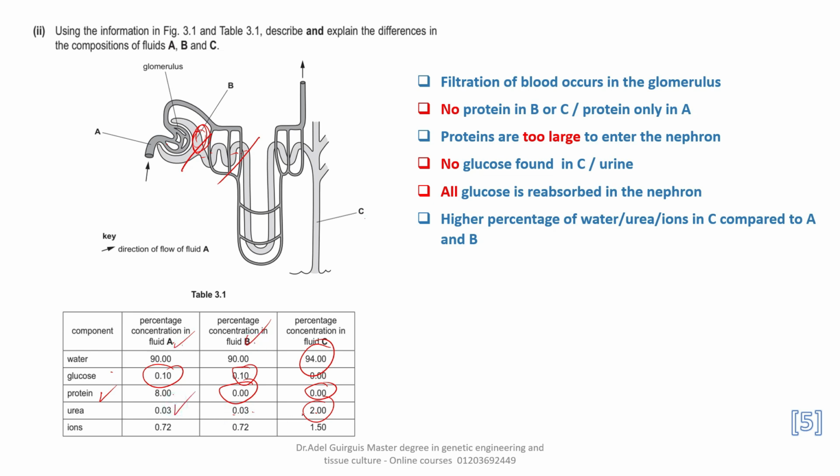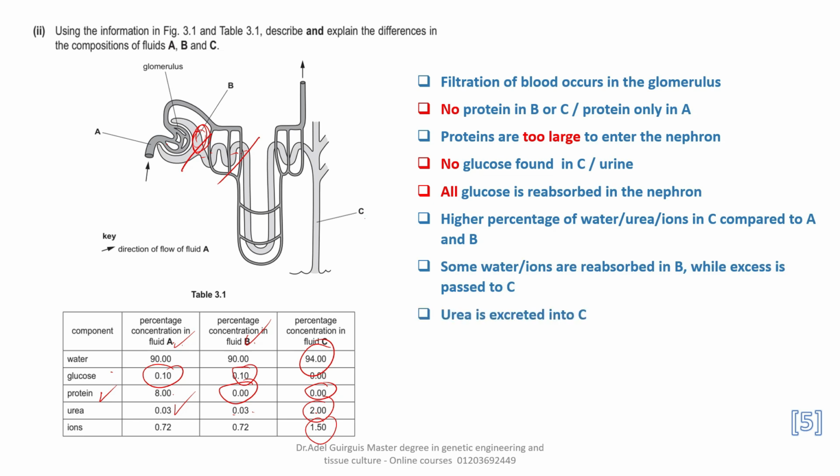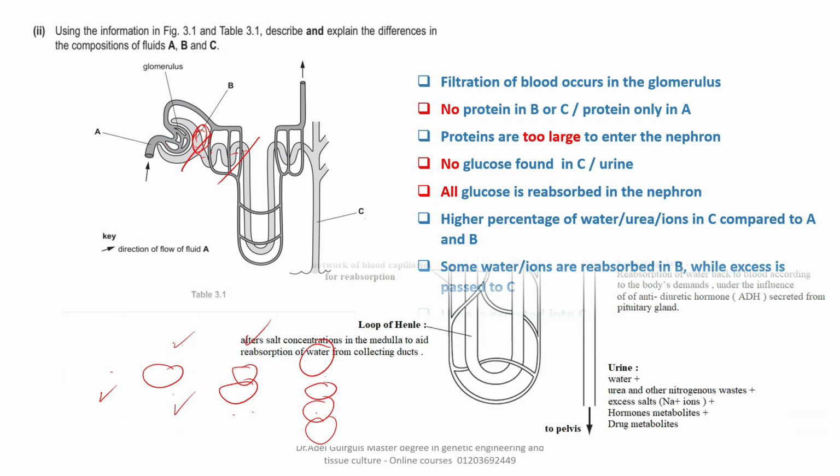Okay, also for the ions, the excess ions like potassium ions are excreted in urine. So some water and ions are reabsorbed in B while the excess is passed to C. Urea is excreted into C.